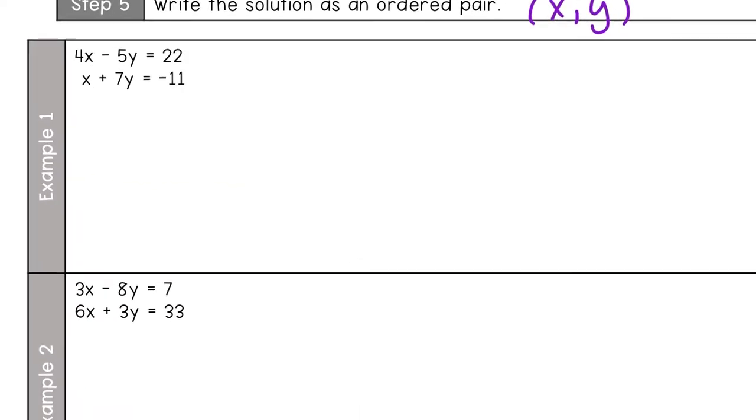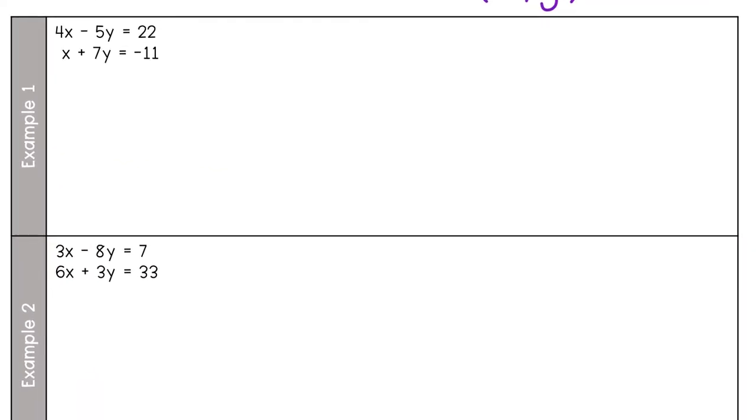So I have 4x minus 5y equals 22. And then x plus 7y equals negative 11. So like I said, step 1 is to make sure that they're lined up. So x with x, y with y. So we're good there. But then you also need to check to see if one of them has the same coefficient. So I have 4, and then over here an invisible 1. So those are not the same. Over here I have negative 5 and 7. Those are not the same.